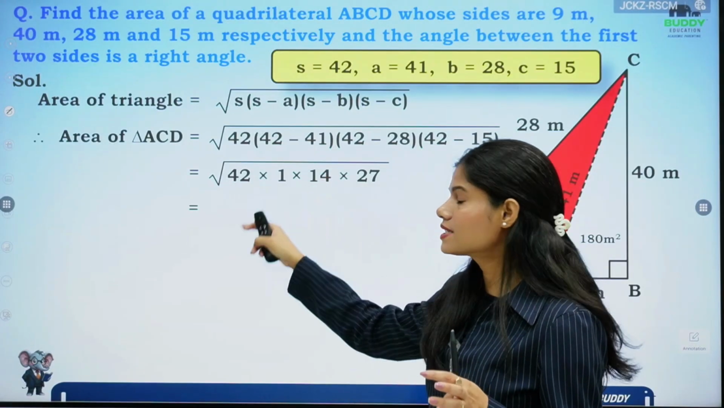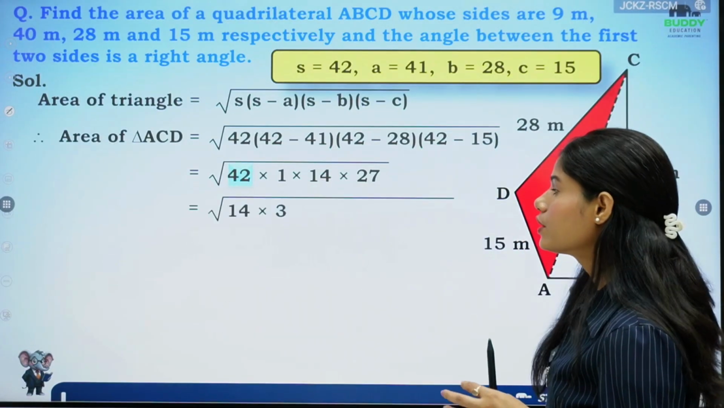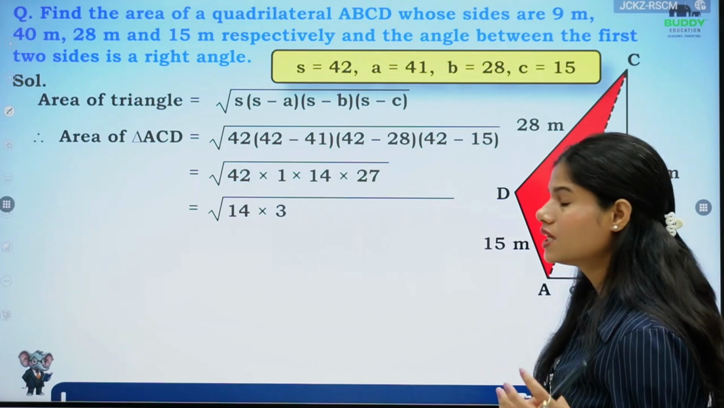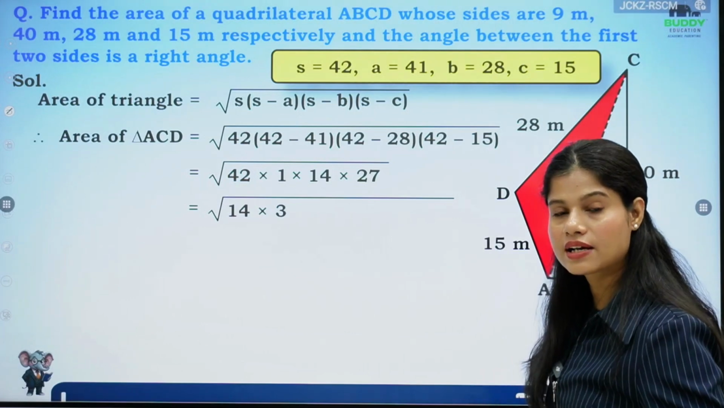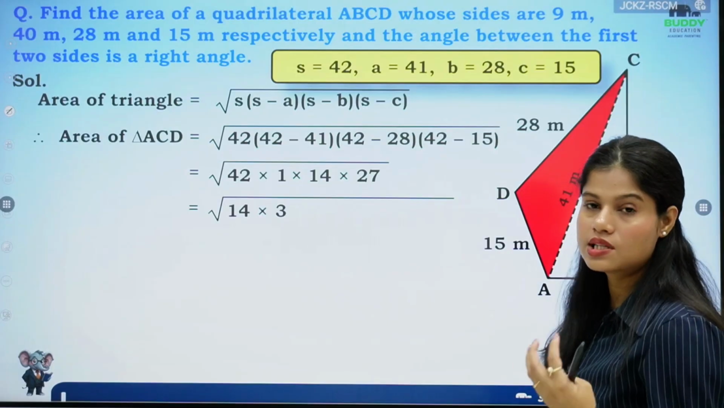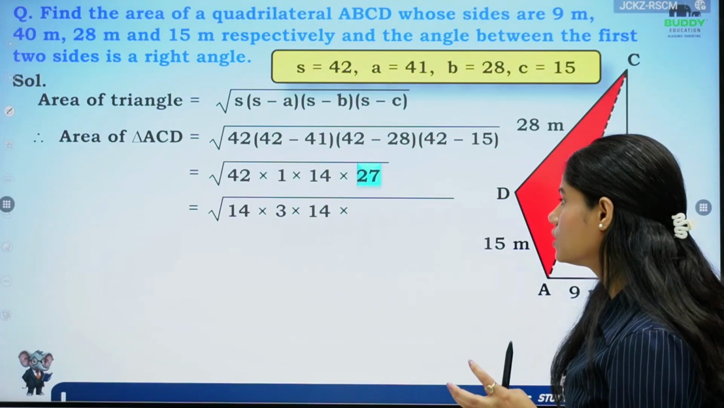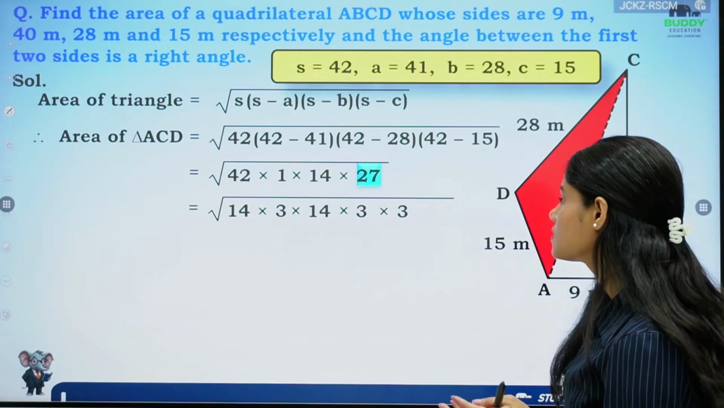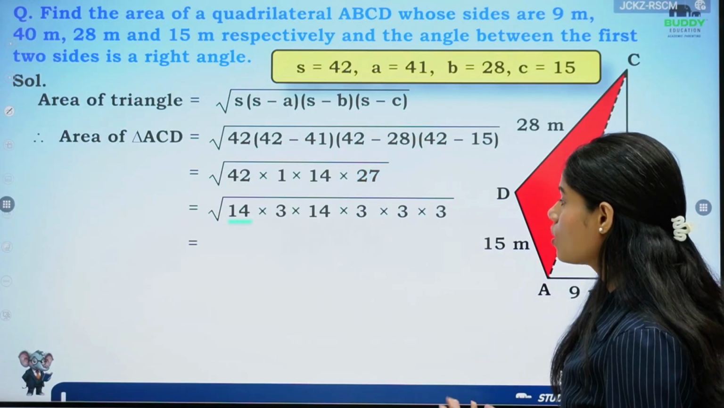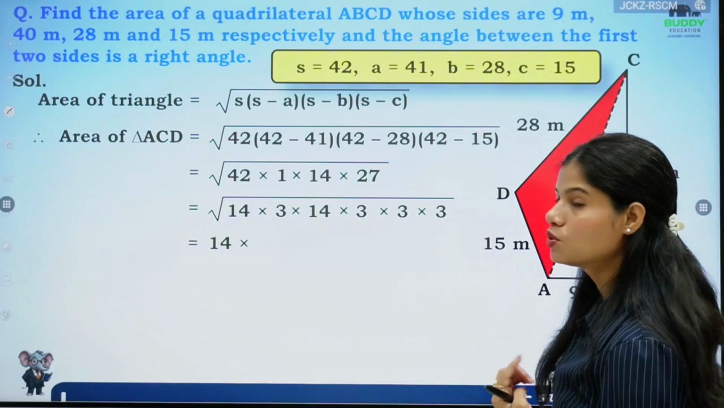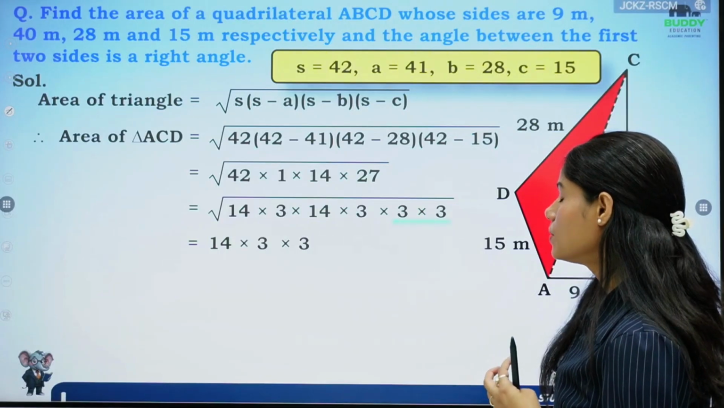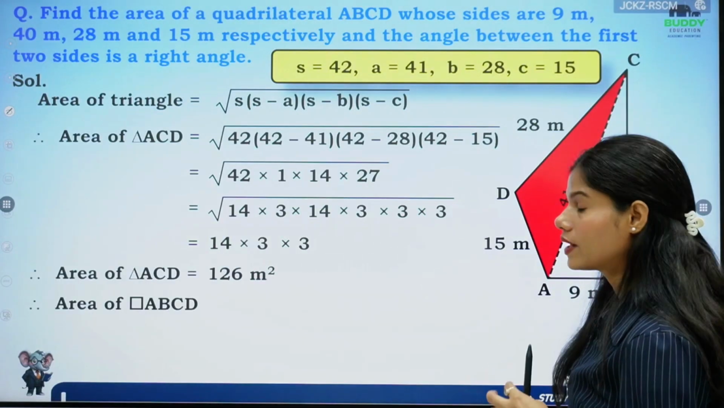Now 14 is relevant to 42. How? You can write 42 as 14 into 3. So instead of prime factorizing it, you can use this way as well, which will definitely save your time in the calculation portion. 27 you can write as 3 into 3 into 3. That's how you will get one pair for 14, two pairs for 3. And that's how we'll get the area of the second part, which is 126.